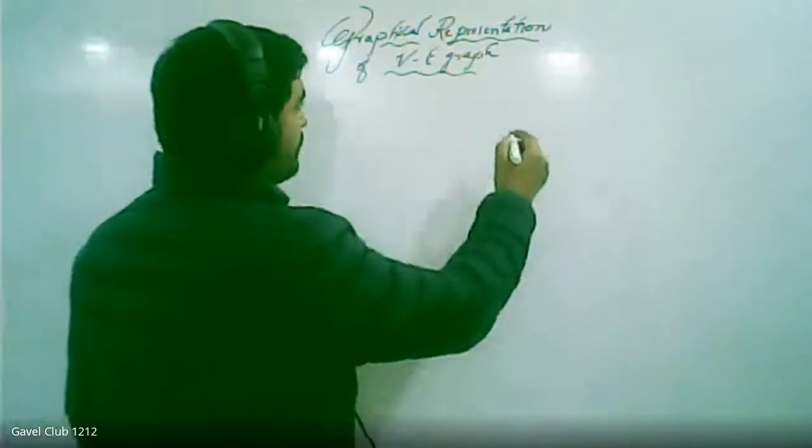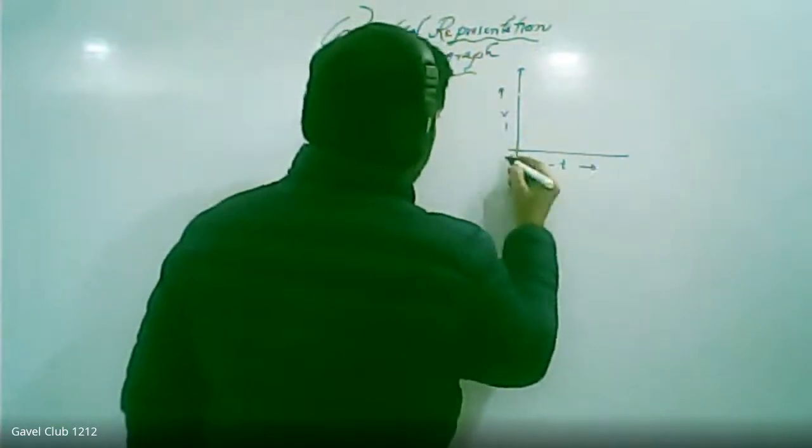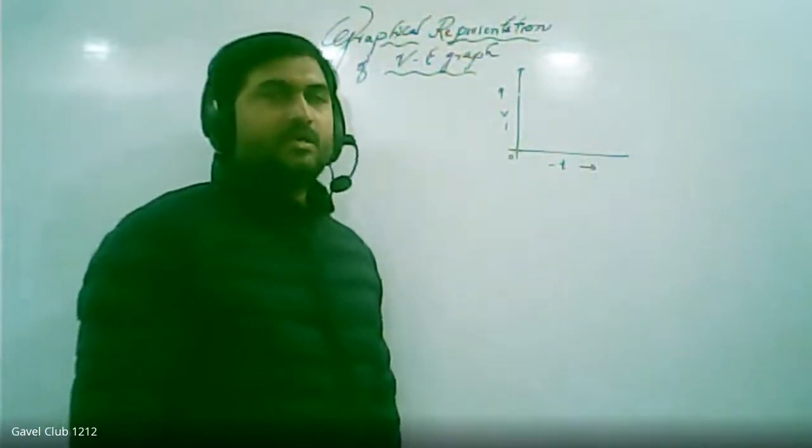I'll just show one diagram here first so that you can understand. We take velocity in the y-axis and time in the x-axis. Okay, so this kind of graph, if you get, this is called VT graph, velocity time graph.